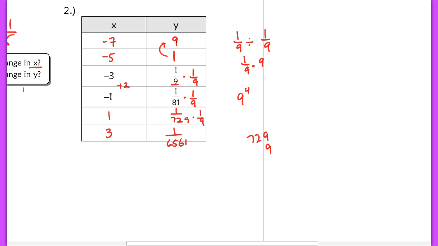And just always double check that your values change at the same factor. So let me erase this. And here's a way you can double check if your table of values are correct. To get from 9 to 1, I'd have to multiply by 1/9. To get from 1 to 1/9, I'd have to multiply by 1/9. To get from 1/9 to 1/81, I'd have to multiply by 1/9. So I am seeing a consistency here in my y values.